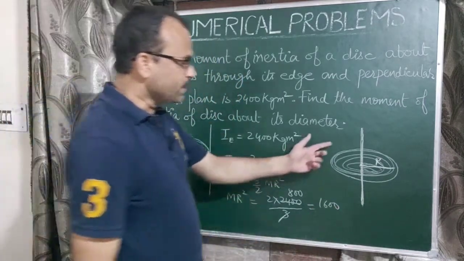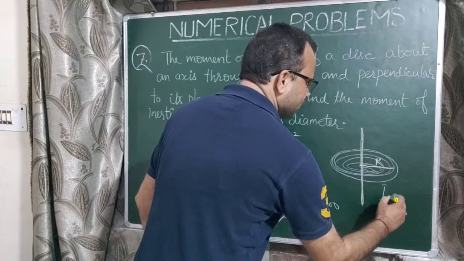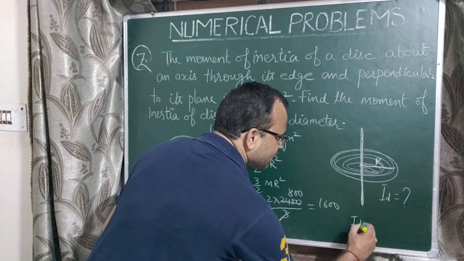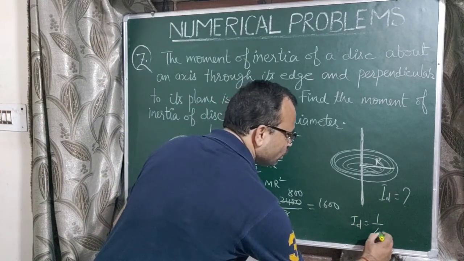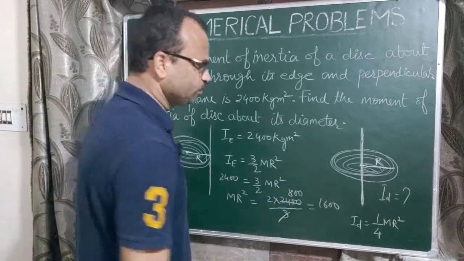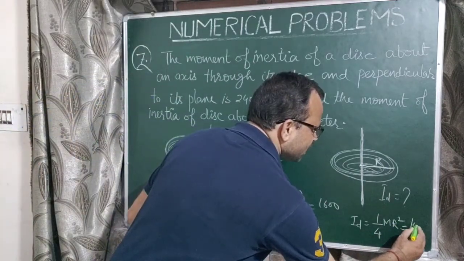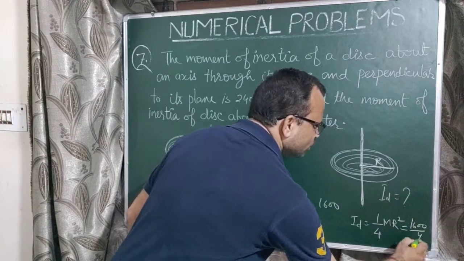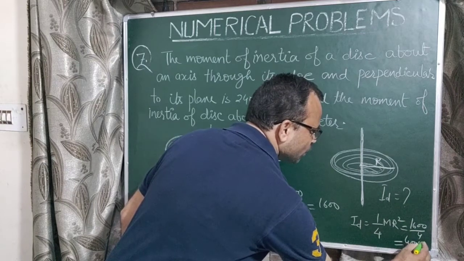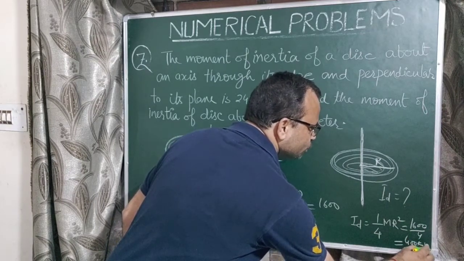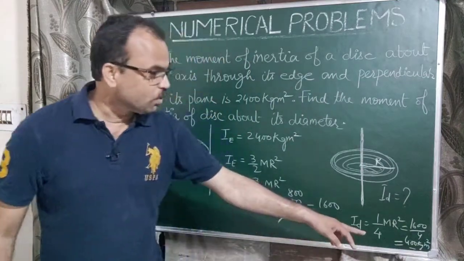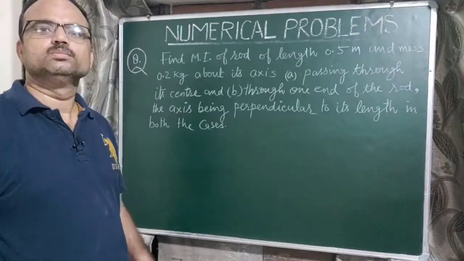Now find the value of moment of inertia about the diameter. As we know, the moment of inertia about a diameter is 1 upon 4 m r square, and the value of m r square is given, means 1600 divided by 4. So the final answer will be 400 kilogram meter square. So the moment of inertia about the diameter will be 400 kilogram meter square.